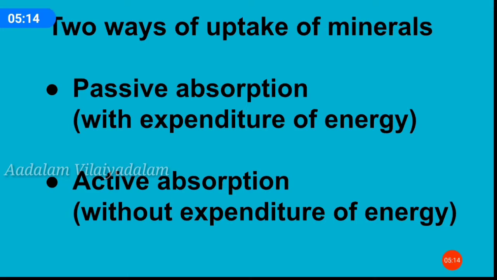Passive absorption is the absorption of minerals without the direct expenditure of metabolic energy. Active absorption is the absorption of minerals with a direct expenditure of metabolic energy. During the active absorption of minerals, ions from the outer space of the cell move into the inner space, and it generally occurs against the concentration gradient. Hence, it requires metabolic energy.